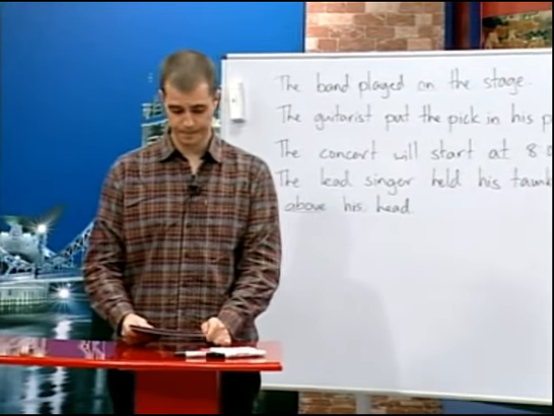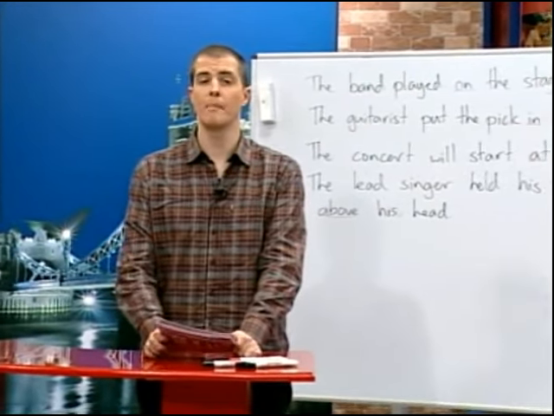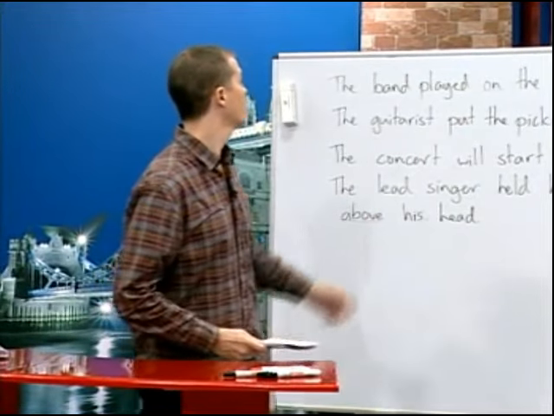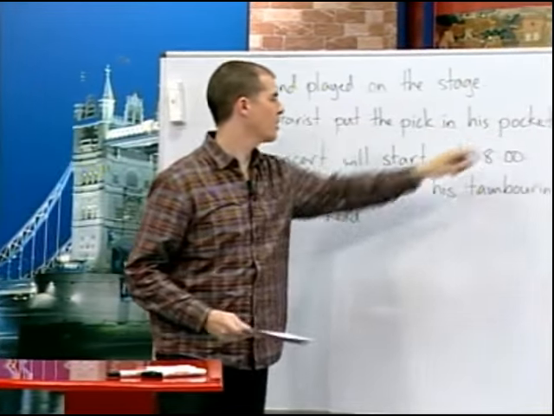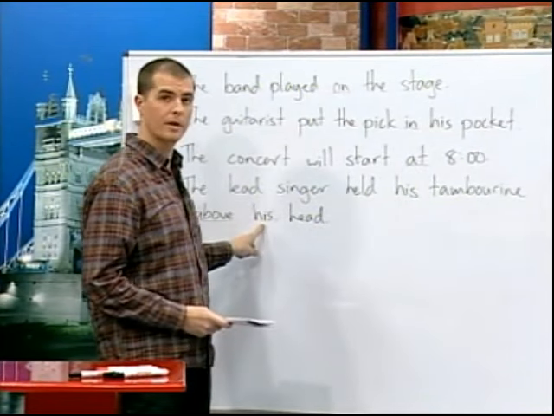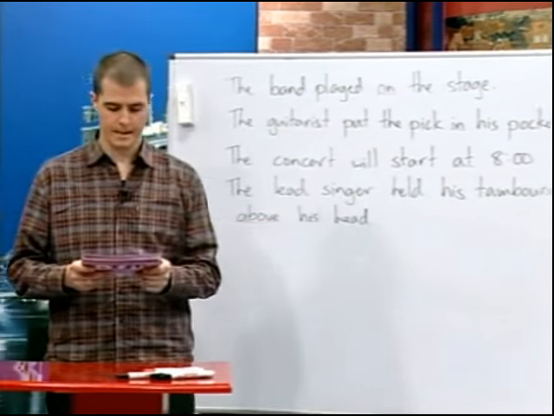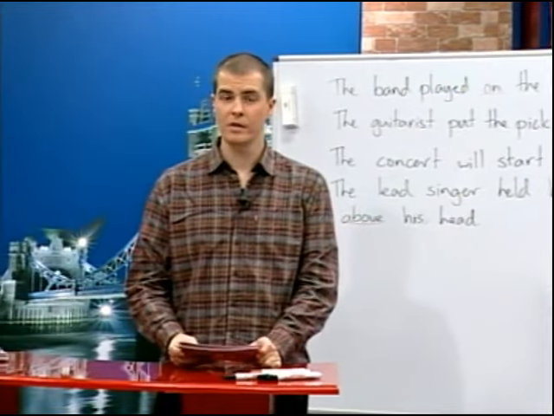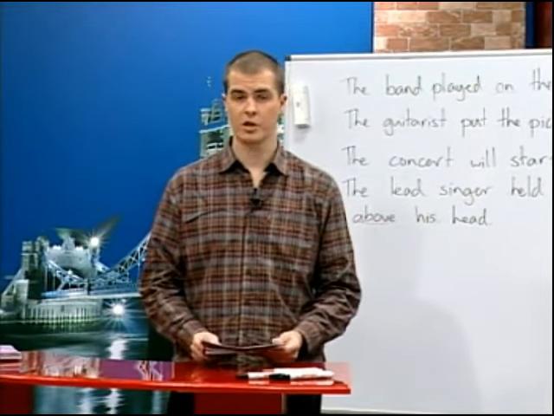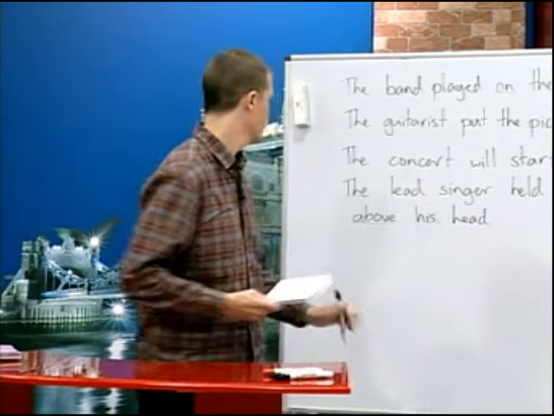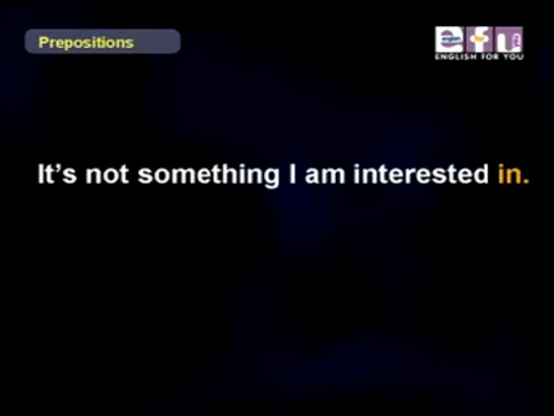A preposition usually comes before a noun or a pronoun. Before the stage, before pocket, before his pronoun, his head. It can also come at the end of a clause in certain structures. For example, it's not something I am interested in, with the preposition here at the end.